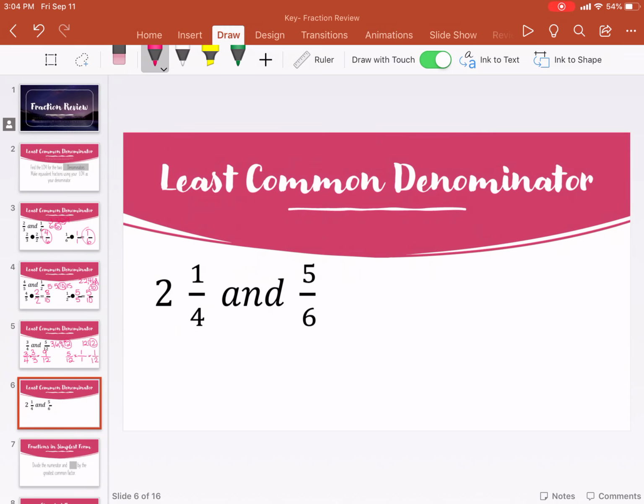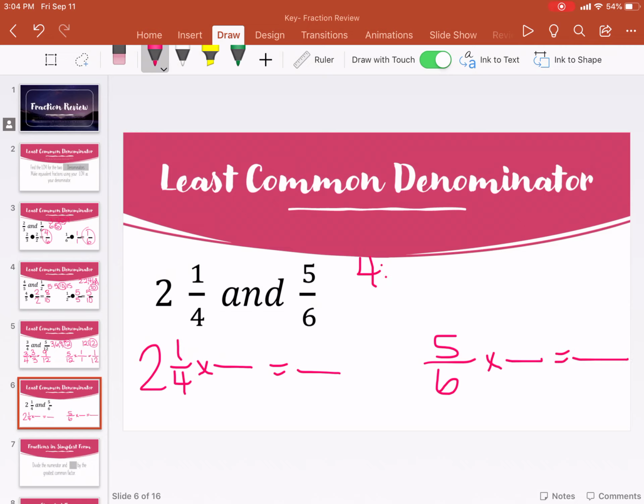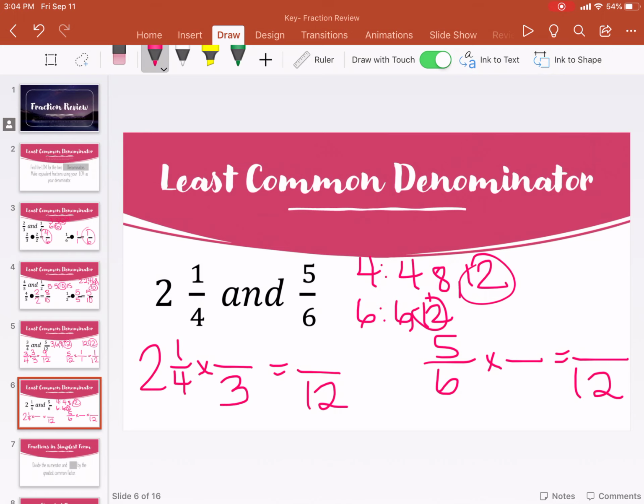So let's do this one. This one is a mixed number first. Remember, a mixed number is the whole number and the fraction. But when we do least common denominator, really we just keep the 2 there and we just change the 1/4. So then we have 5/6 and multiples of 4: 4, 8, 12, and 6, 12, there's 12, there we go. So 4 times 3 is 12. 1 times 3 is 3. But we still have to bring that 2 over. So it's 2 and 3/12, and then 10/12.